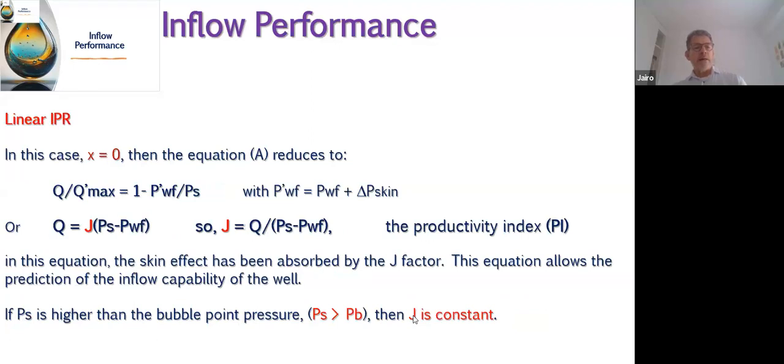A linear IPR: in this case, we will see how to work with this generic equation, the one we defined, equation A. In the linear IPR, X is 0, and then the equation reduces to this, as we have right here. Remember, if it's linear, it means we are above the bubble point pressure. That's the requirement to get the linear performance.